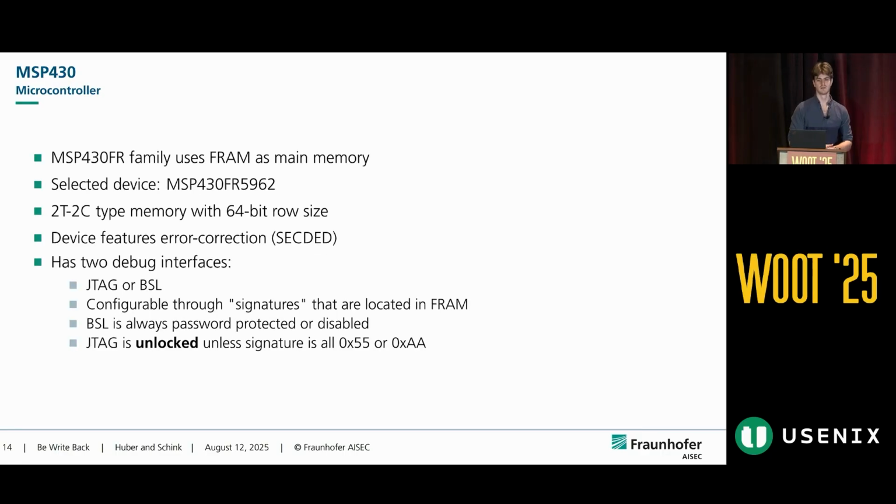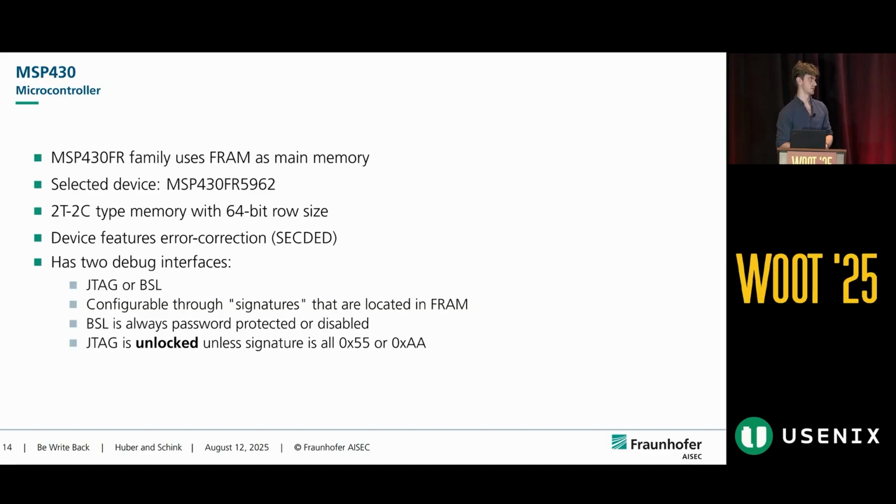For this, we had a look at the MSP430FR microcontroller family from TI. This microcontroller family uses FRAM as its main memory. The memory type is also 2T2C, just like the external memories, and they have a row size of 46 bits. The device also features some error correction in the form of single error correction, double error detection.